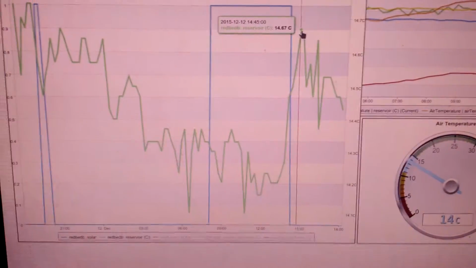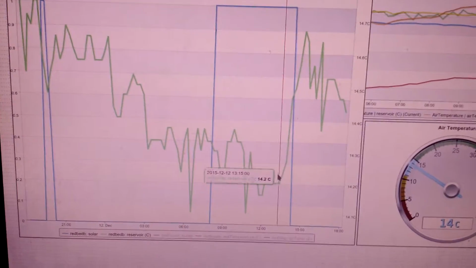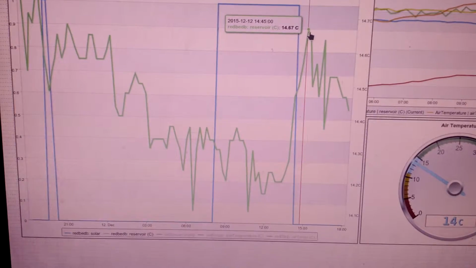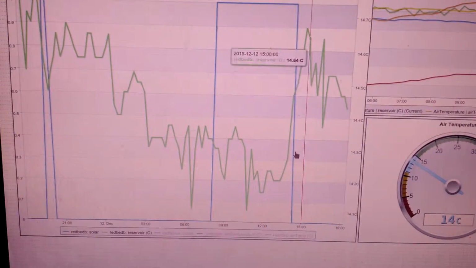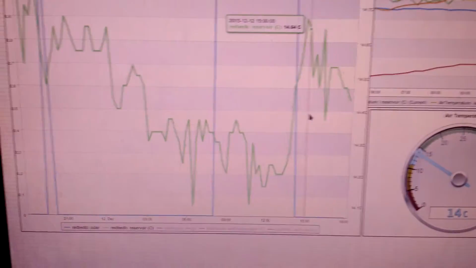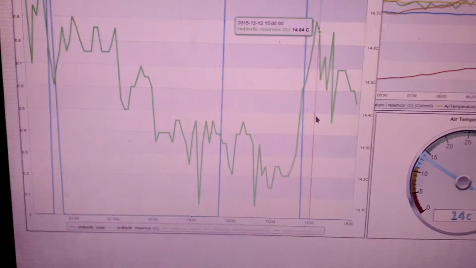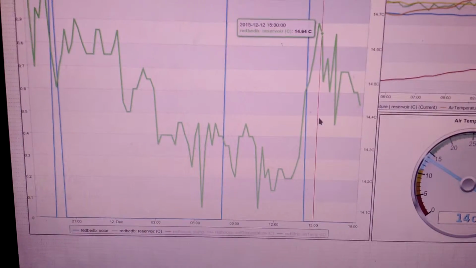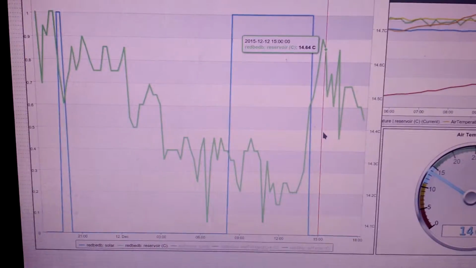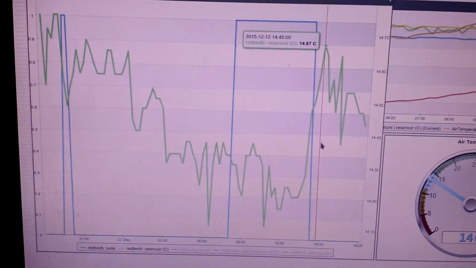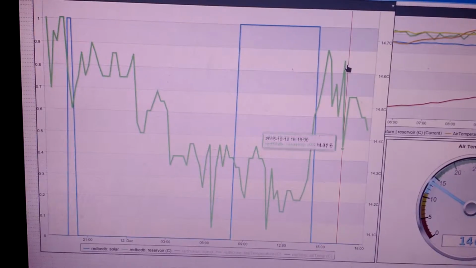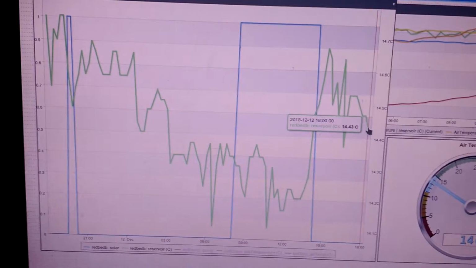Now this is somewhat misleading. It didn't actually go from 14.2 to 14.6. It actually probably went just this high, but due to the properties of the water and how it mixes, and how it varies in temperature from the bottom of the reservoir to the top, wherever the temperature sensor is, I'm not exactly sure, but it was reading quite high, higher than normal.